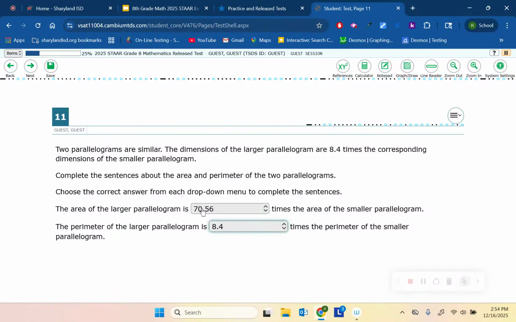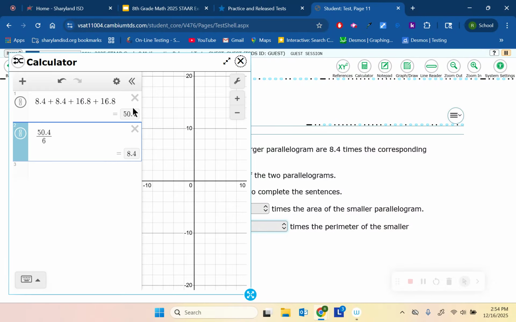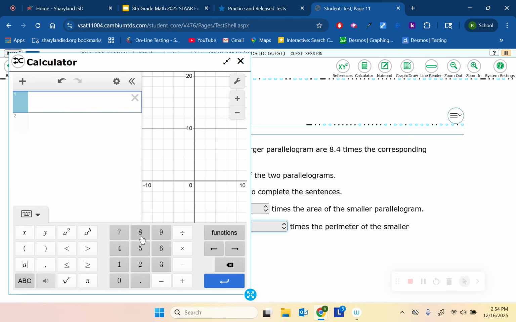And then the area is a difference of 70.56 times larger than the smaller one. So that's what you do, guys, in this one. It's kind of different. I have a feeling if I go 8.4 squared, I'm going to get the answer. Let's check this out. Let's go 8.4 squared. There's that 70.56.